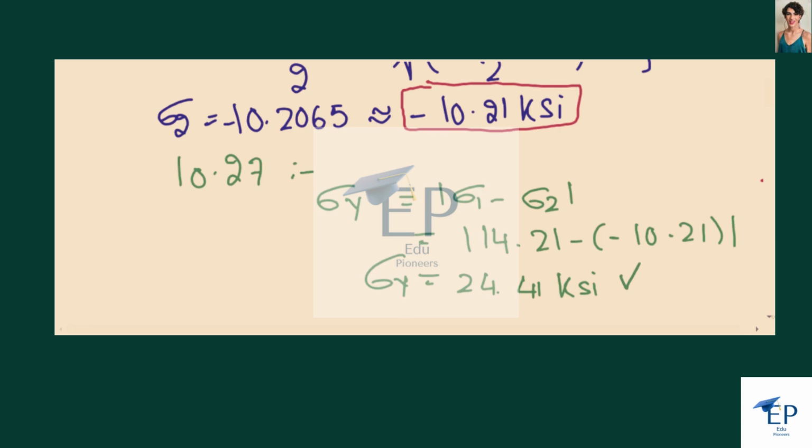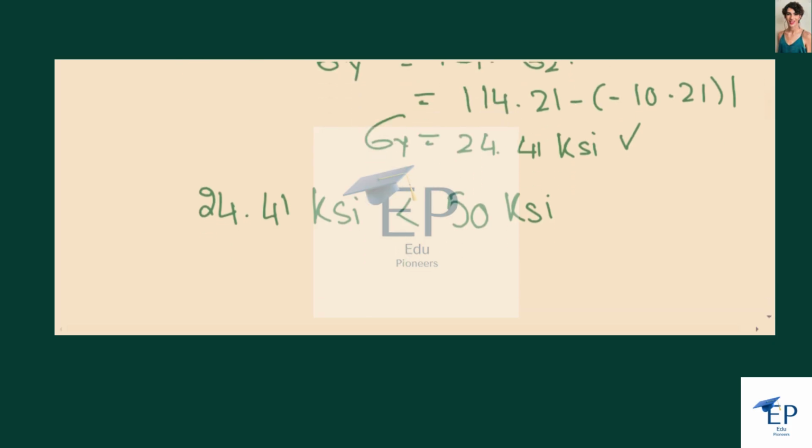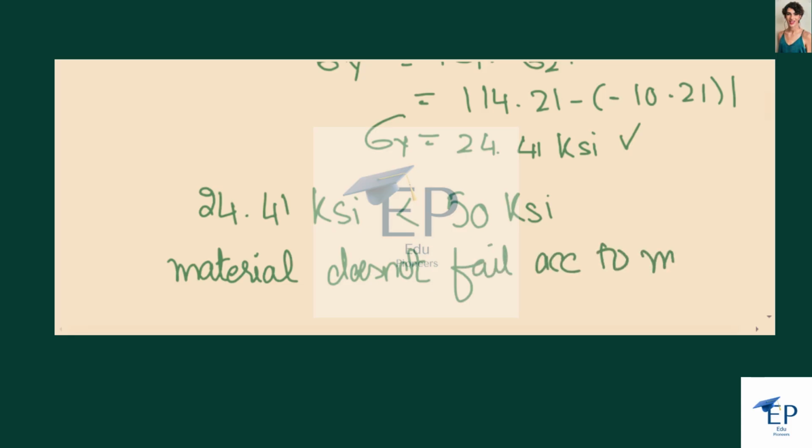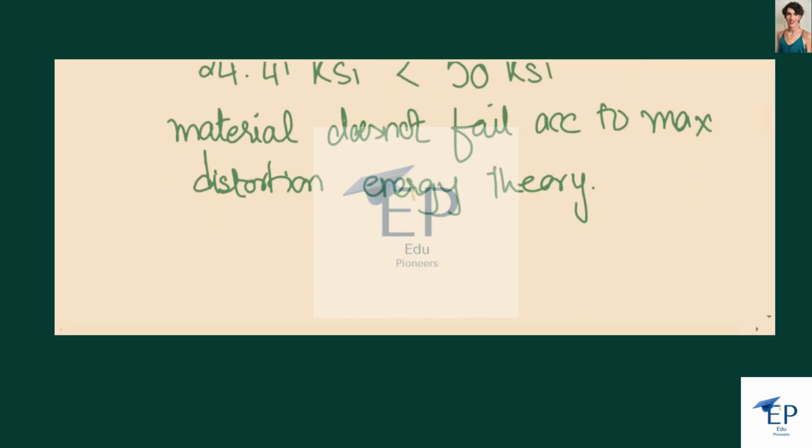Now, as you can see, this newly calculated value, 24.41 ksi, is less than 50 ksi. So it means that the material does not fail according to the maximum distortion energy theory.